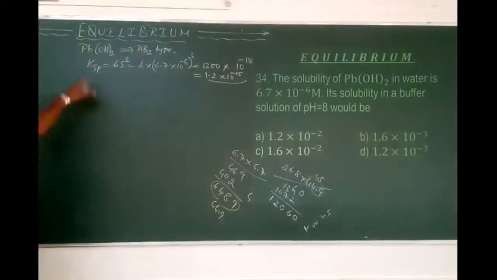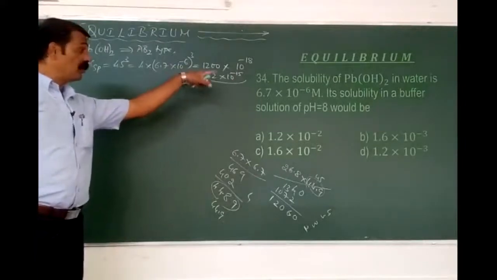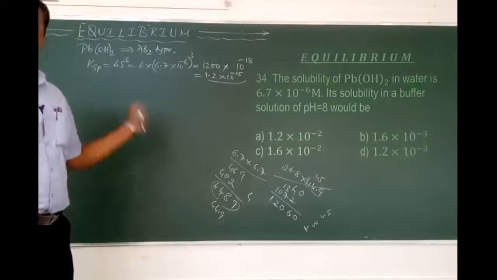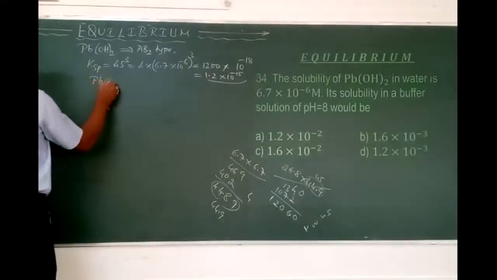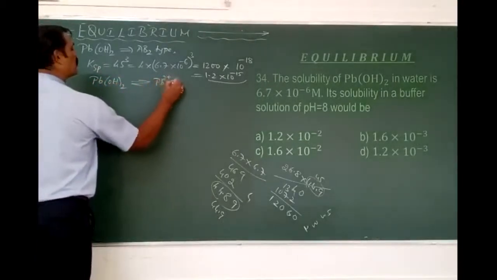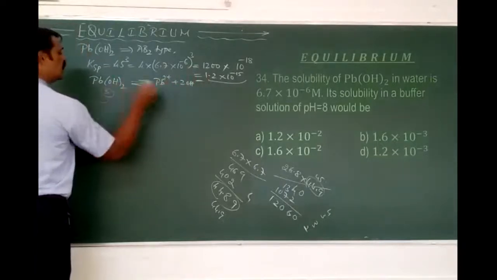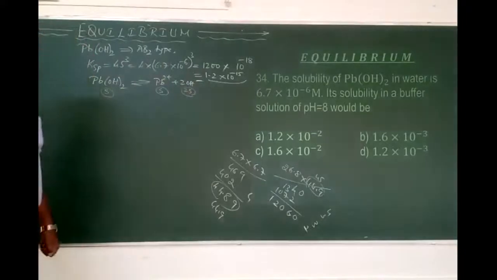What is this first? Sorry, not the solubility, the solubility product. 1.2 into 10 to the power of minus 15. You have to work it now, as there are no alternatives here. Now, lead hydroxide, we know that it gets ionized to form Pb2 plus and 2 times OH minus. This is S, and this is also 2S. That is the solubility.